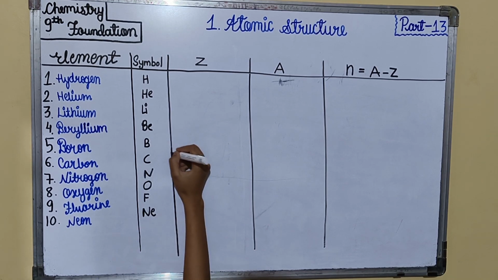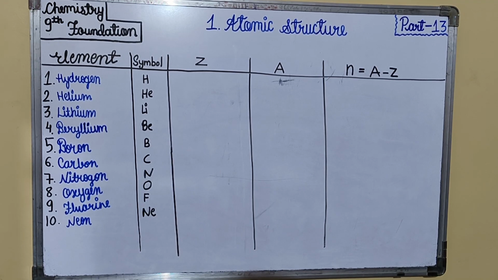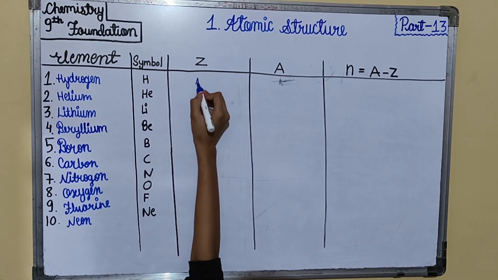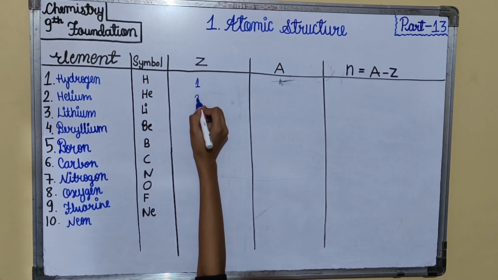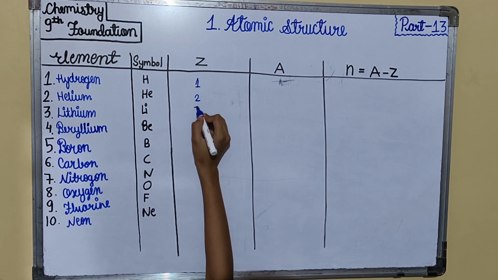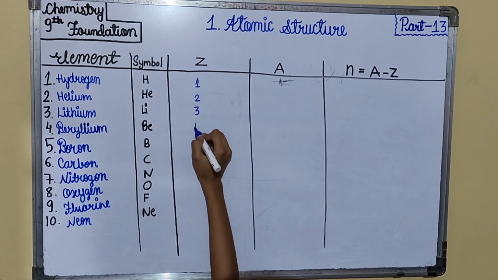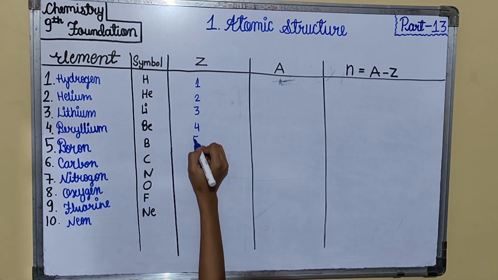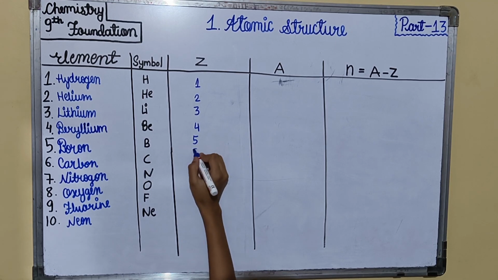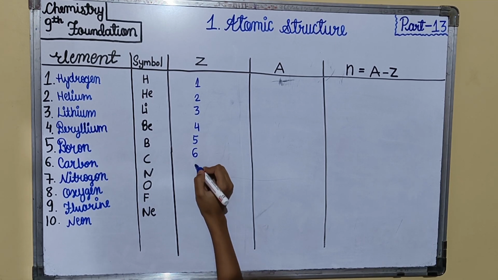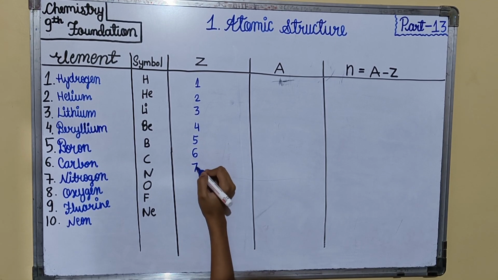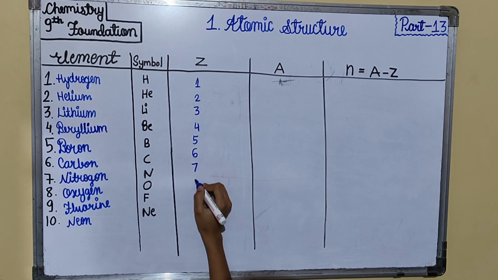Then it comes the atomic number. Hydrogen's atomic number is 1, helium's atomic number is 2, lithium's atomic number is 3, beryllium's atomic number is 4, boron's atomic number is 5, carbon's atomic number is 6, nitrogen's atomic number is 7, oxygen's atomic number is 8, fluorine's atomic number is 9 and neon's atomic number is 10.